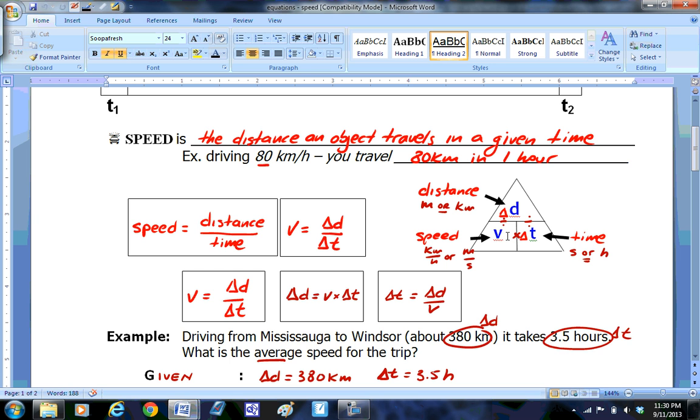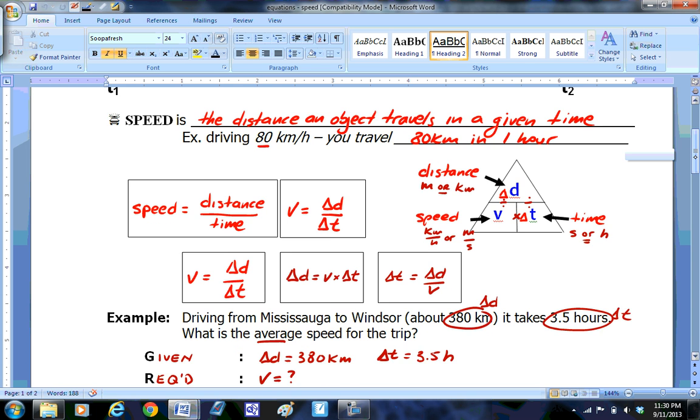So according to this triangle, if I want to figure out my speed, I put my finger on the v, and my speed is equal to d over t. That's what I have over here. If I want to figure out what d is, the distance, it's on top, so it equals v times t. And that's what I have over here. And finally, if I want to figure out the time, it is equal to d over v. So those are the equations we're going to be using.